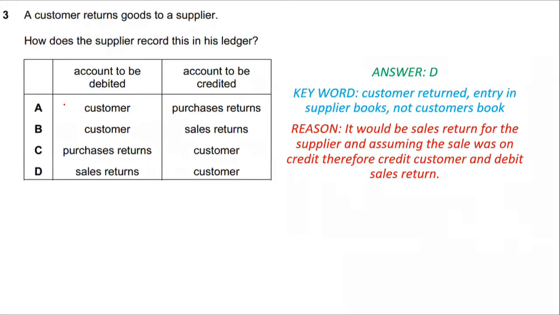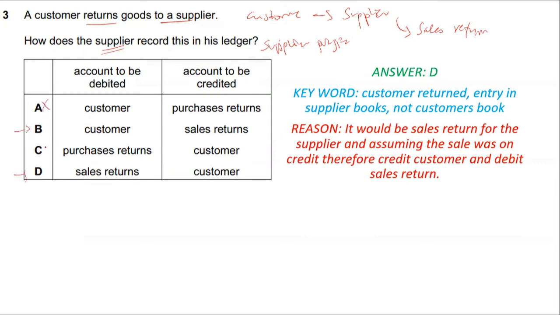Multiple choice 3. A customer returned goods to a supplier. How does the supplier record this in his ledger? So they are asking from the supplier's perspective. For the supplier, this is going to be a sales return. So immediately it's either option B or option D.